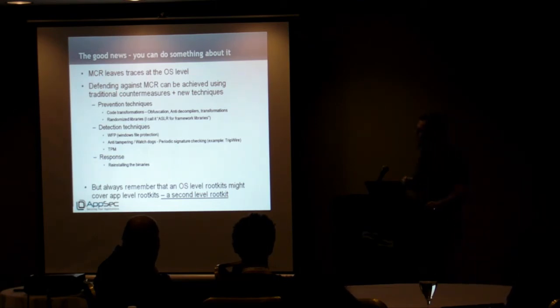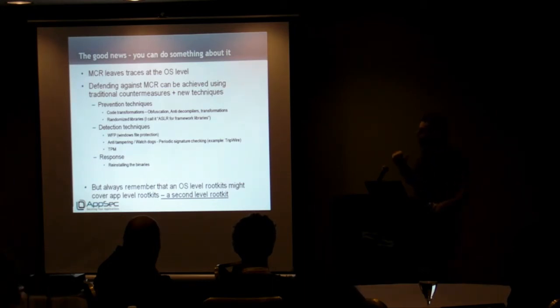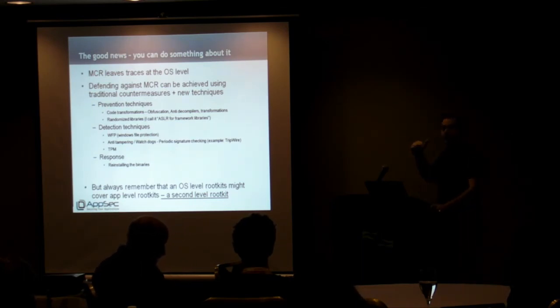So, the first thing that you can do is code transformation. Basically, it will not prevent it completely, but it will make the life of the attacker harder. Think about it, what happens if, for example, we're talking about the second one, randomized libraries, which is something equivalent to ASLR.